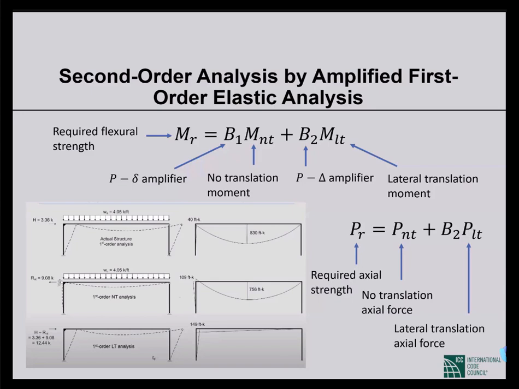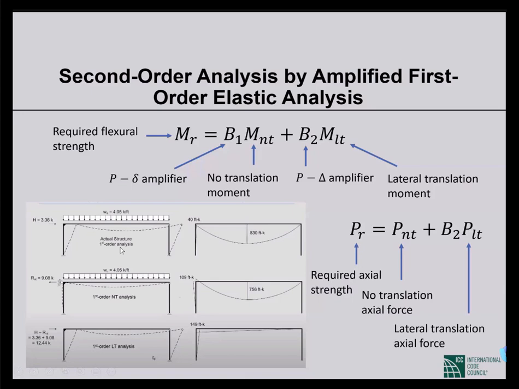What is recommended is that first we do a no translation analysis. We suppose that there is no sway. We provide an artificial support at the left corner, suppose a hinge there, and then we apply the vertical load only and calculate all the moments. We term these moments and axial forces MNT and PNT: no translation moment, no translation axial force.